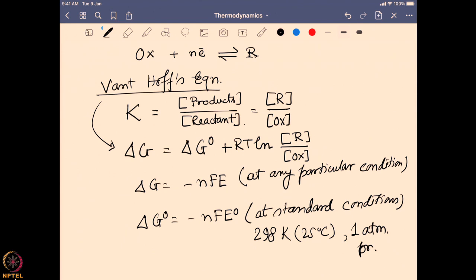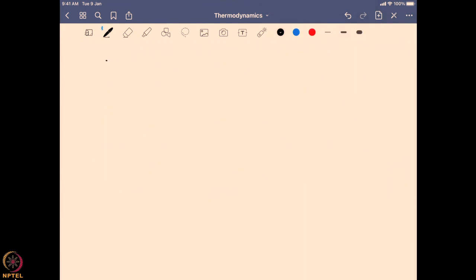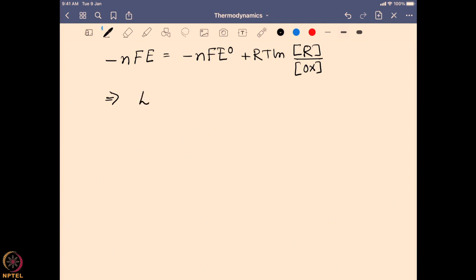So all these things, if we combine them together and replace these two values over here and there, what we are actually going to get is the following. Minus nFE is equal to minus nFE naught plus RT ln of the reduced product and oxidized reactant system. Now, if we divide everything by minus nF, we are going to get E equal to E naught minus RT by nF ln of reduced divided by oxidant.